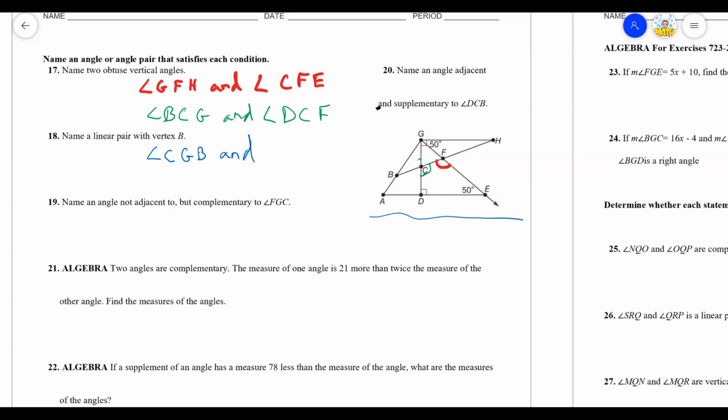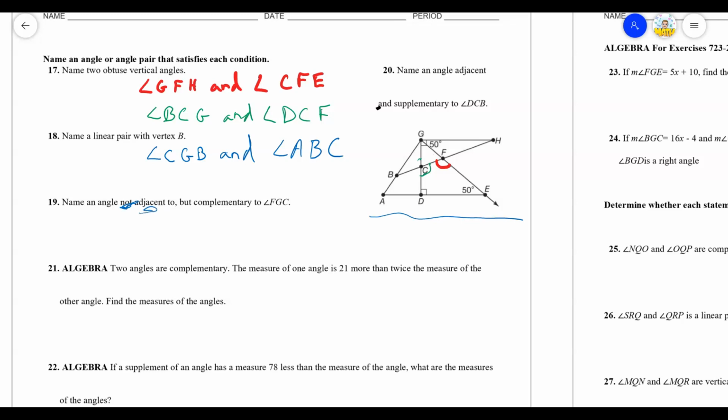Okay. And what's the angle that lives next to angle CGB that forms a linear pair with it? Go ahead and answer that in the Edpuzzle. Okay, so hopefully you said, like the Jackson 5, as easy as 1, 2, 3, angle ABC. Okay? Name an angle not adjacent to, so let's focus on here. We don't want it to be adjacent to, but complementary to.